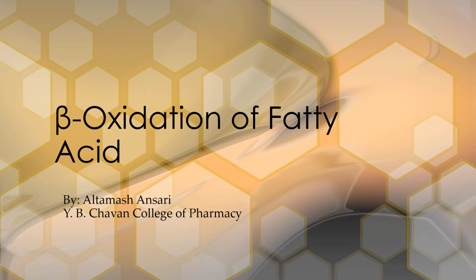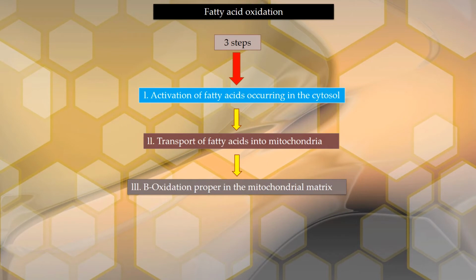Let's see the beta oxidation of fatty acids. Fatty acid oxidation or beta oxidation. The fatty acid oxidation takes place majorly by three steps. Number 1, the activation of fatty acid occurring in the cytosol. Number 2, transport of fatty acid into mitochondria. And last, beta oxidation in mitochondria, that is also known as the proper beta oxidation process of fatty acids.